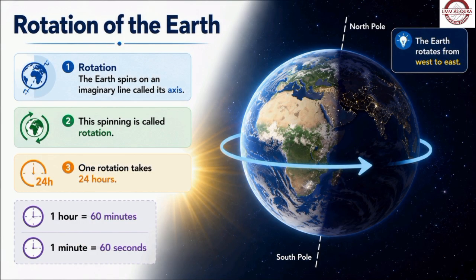Now we see rotation of the earth. The earth keeps turning. We say it is spinning. The earth is spinning on an imaginary line called its axis. It is this spinning that gives us day and night. The earth turns all the way around its axis every 24 hours. Each hour has 60 parts. Each part is called a minute. There are 60 seconds in a minute.